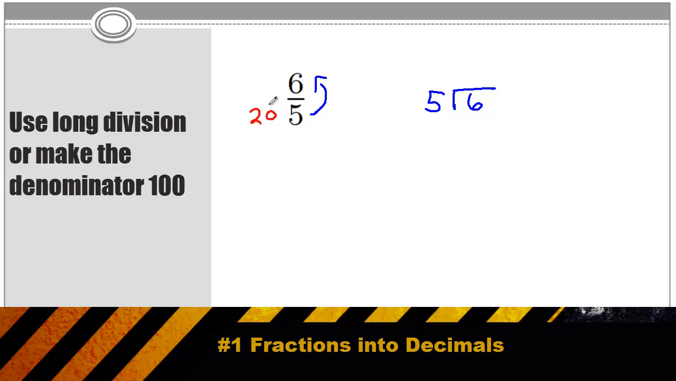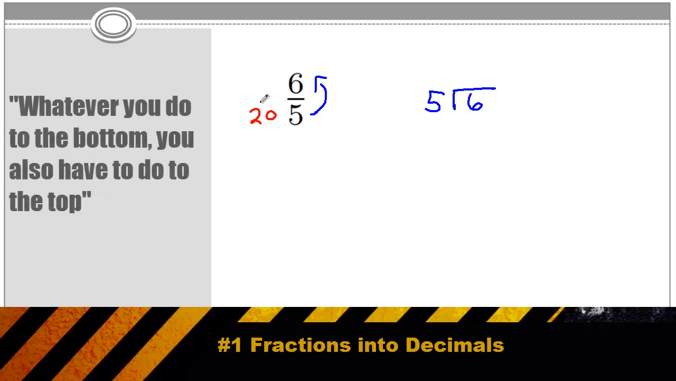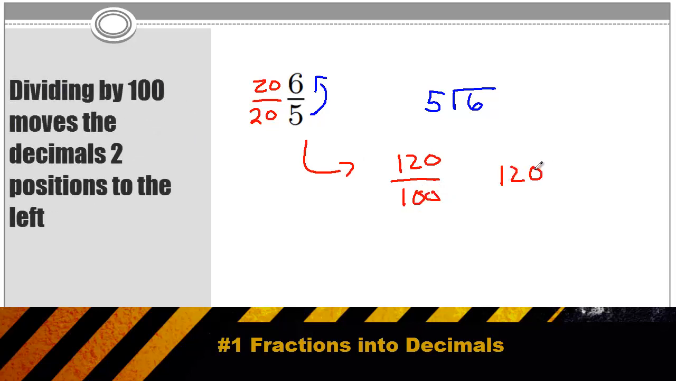But because I don't want to change the value of the fraction, whatever I do to the bottom, I also have to do to the top. So I multiply top and bottom both by 20. The ending fraction is 120 over 100. From that point, I take my numerator, 120, I have a decimal, and then I move that decimal in 2 positions from the right. So my new answer is 1.20, or 1.2.